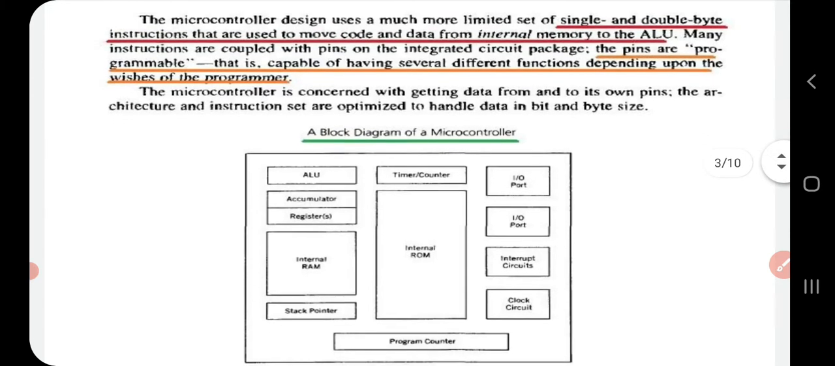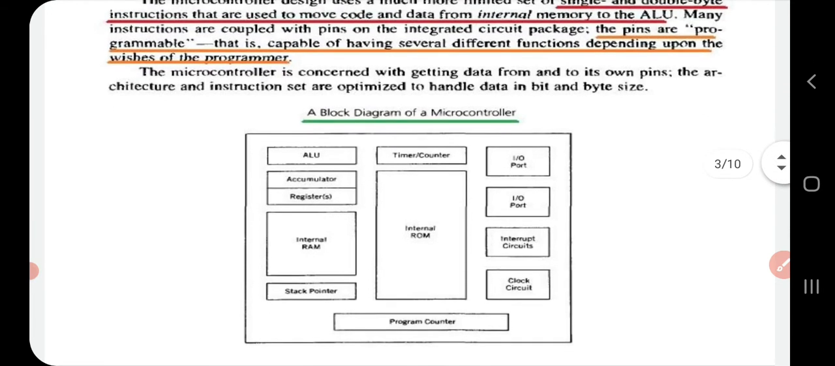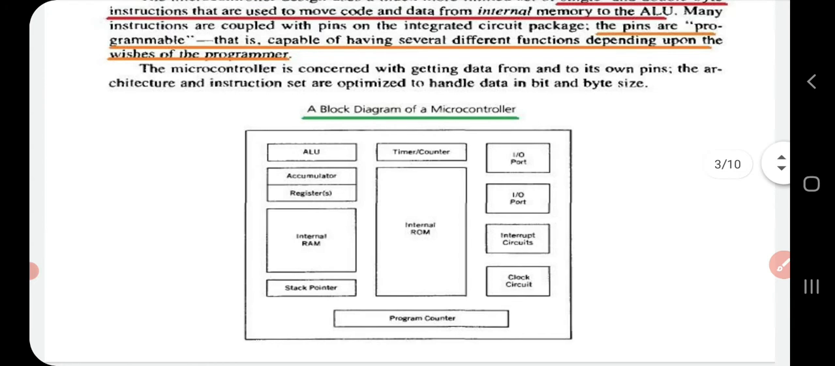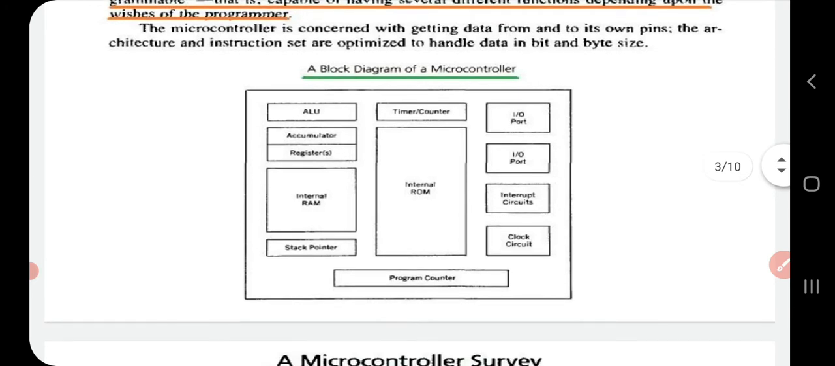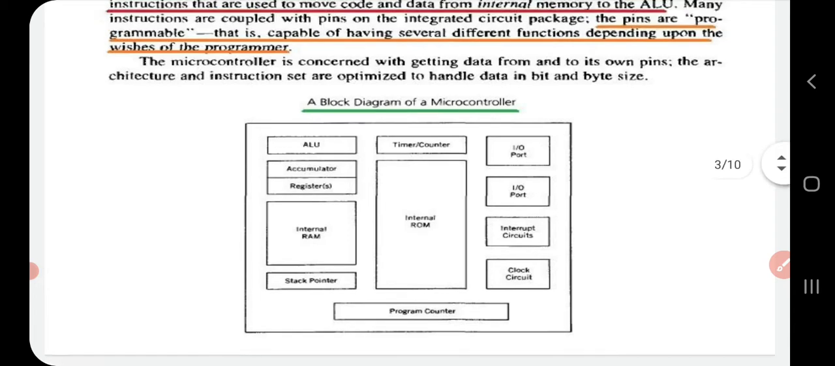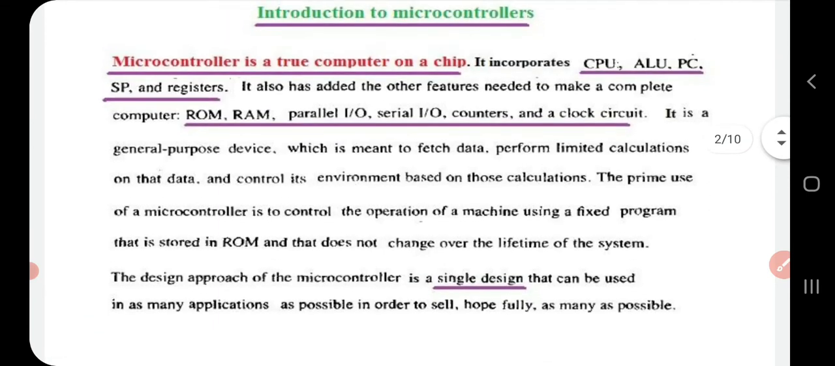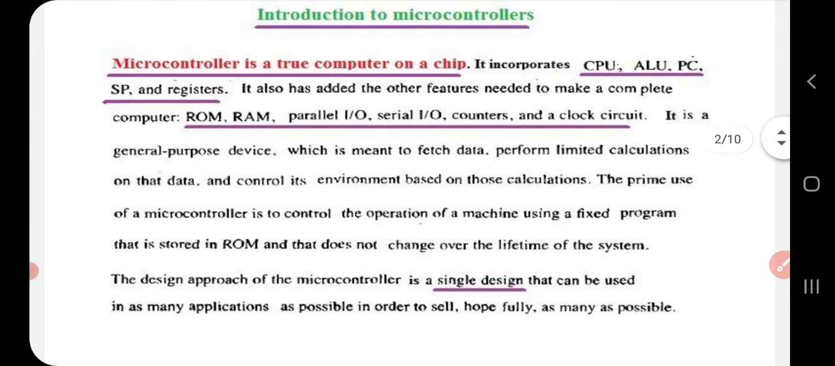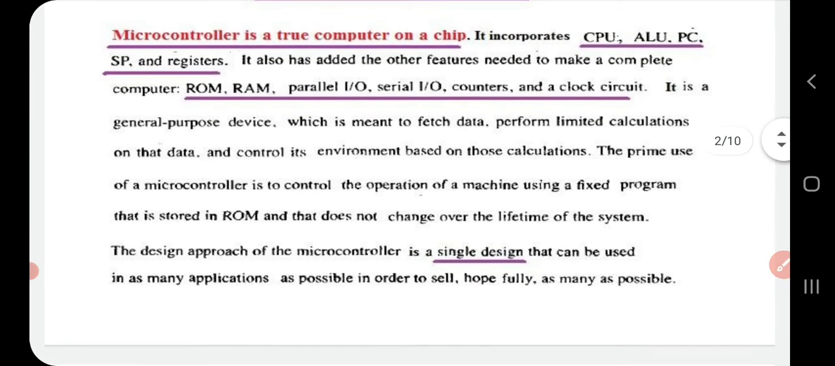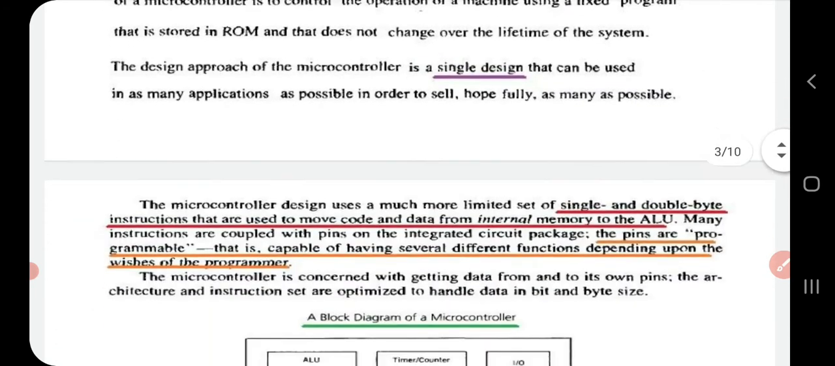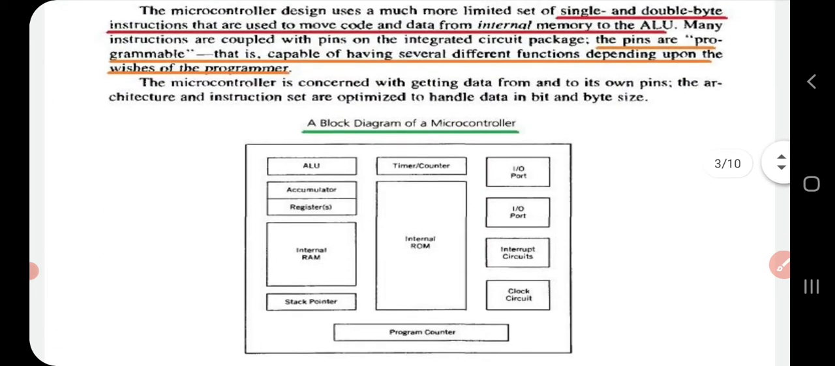Now, this is the block diagram of a microcontroller. From here you can see that it has an ALU, accumulator, register set, internal RAM, internal ROM, stack pointer, program counter, clock circuit, interrupt circuits, input output ports, timer, counter, etc. These two paragraphs are very important because they include all the points that you should know about a microcontroller. So study these two paragraphs very well, as well as the block diagram of the microcontroller.